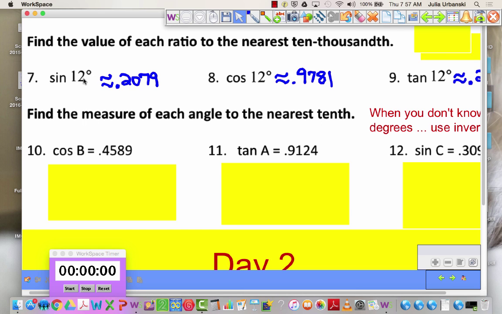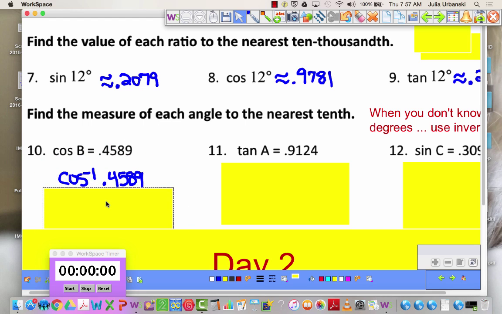Here, you knew the degree sign, and I showed you a button to use. But here, the degree sign is missing. What they've actually given you is the answer, the result. So whenever the degrees are missing, you're going to be using an inverse button. And let me just show you first, and then I'll show you on the calculator. You use the cosine inverse.